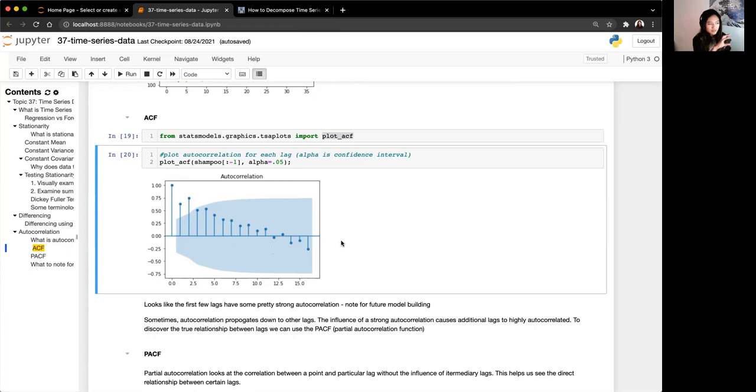Questions about how we understand this graph? Or is anyone not understanding what I'm saying about this graph? Because this graph is kind of important.